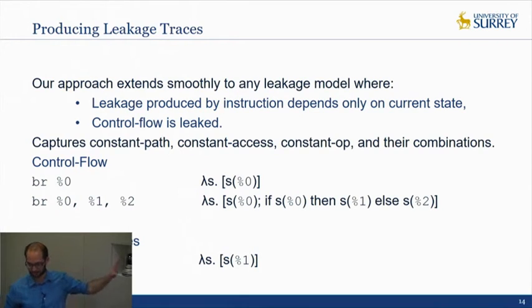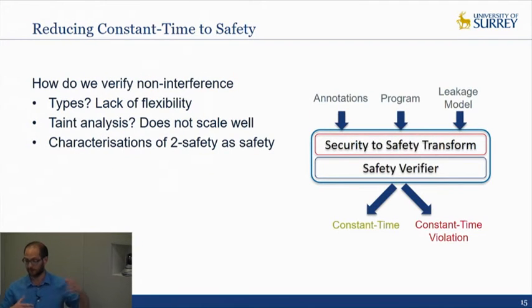Okay. Thanks. So leakage traces we model like this. We associate to every instruction one function that produces the leakage from the current state, and that's what we're working with right now. And then that's how we specify things, and now we try to actually verify those security properties. And so we are given a choice of many methods to verify non-interference.